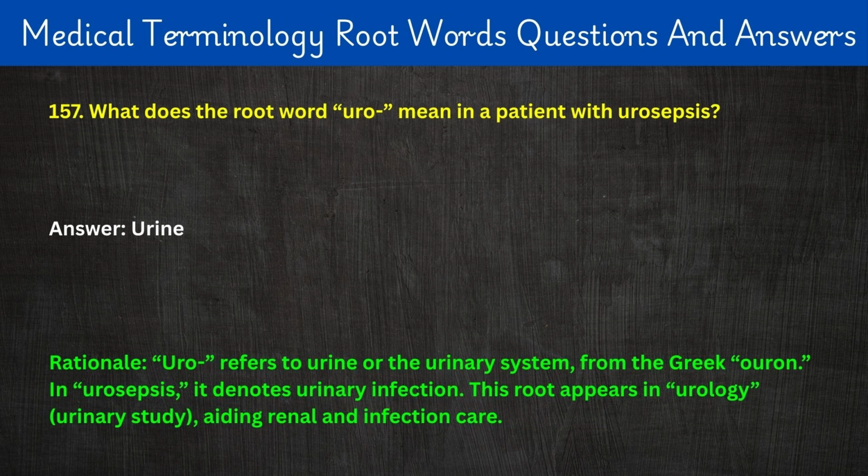157. What does the root word uro- mean in a patient with urosepsis? Answer: urine. Rationale: Uro- refers to urine or the urinary system, from the Greek auron. In urosepsis, it denotes urinary infection. This root appears in urology, urinary study, aiding renal and infection care.